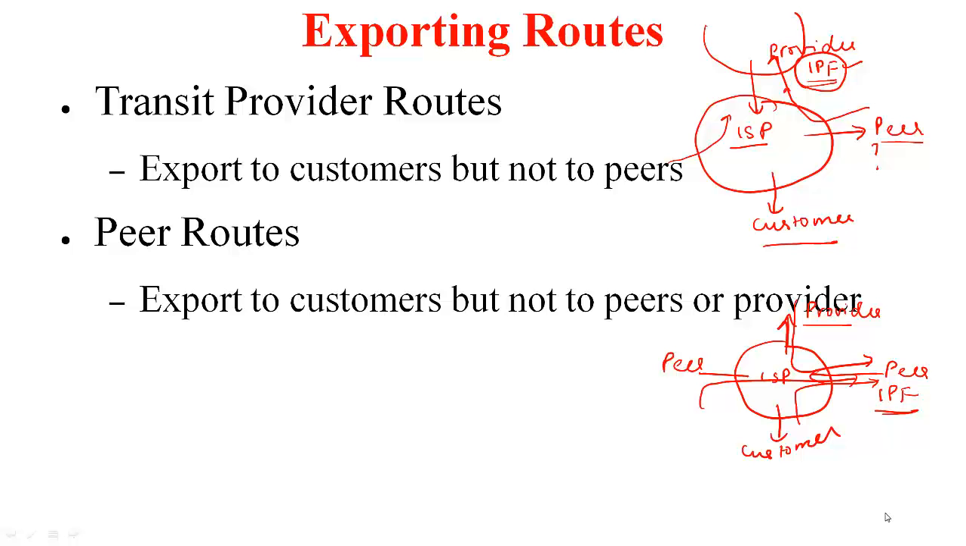So basically, in this particular case, you export the prefixes that you have learned from the peer to the customers, but not to other peers or the provider. So this is how you control what traffic flows within your autonomous system. Basically, what this all boils down to is that you only want your customer traffic to go through your ISP. You don't want any other extraneous traffic to go through you.